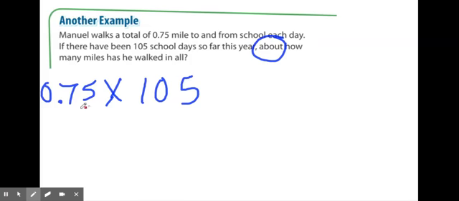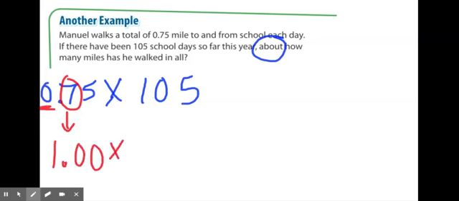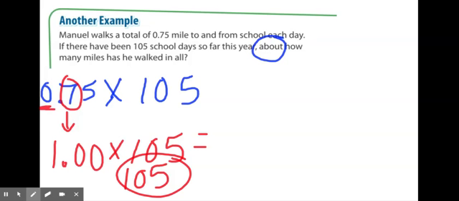Our first way could be to round this decimal number. Let's round it to the nearest whole. There's a 0 in the ones place and a 7 in the tenths place, so we could round that to 1 and 0 hundredths. Well, can we solve 1 times 105? I think we can. If we remember our identity property of multiplication, we remember that any number times 1 is just itself. So our first estimate could be that he's walked about 105 miles to school.